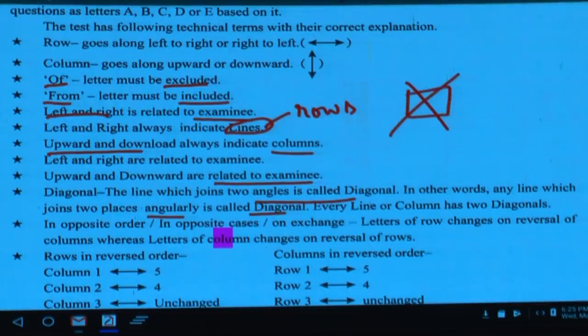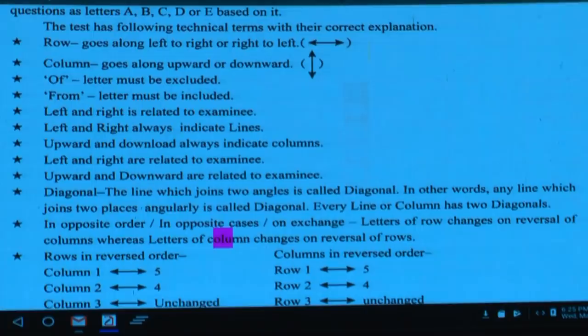Now let us take this as a box. This box has two diagonals. Hence every block will have exactly two diagonals. Every row or column will have two diagonals, in opposite order. In opposite cases, or on exchange, the letters of a row change on reversal of columns.